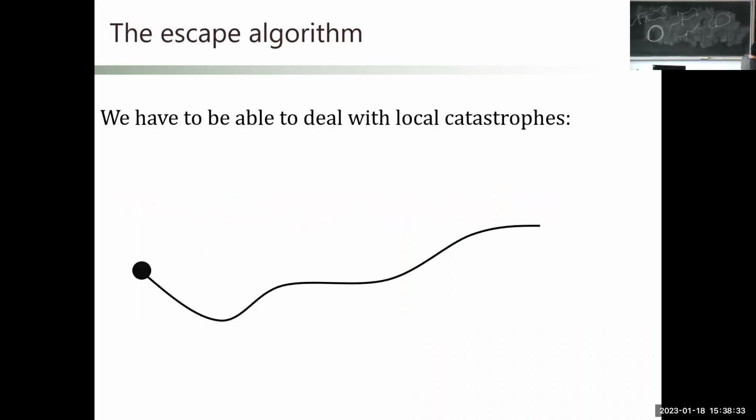So just the concatenation gives you some bound on the length of the cycle, but it doesn't really show that you go all the way to infinity. Right, so we have to be able to deal with local catastrophes. What do I mean by that?